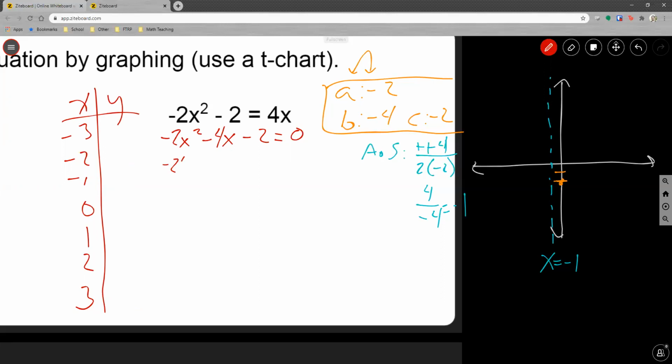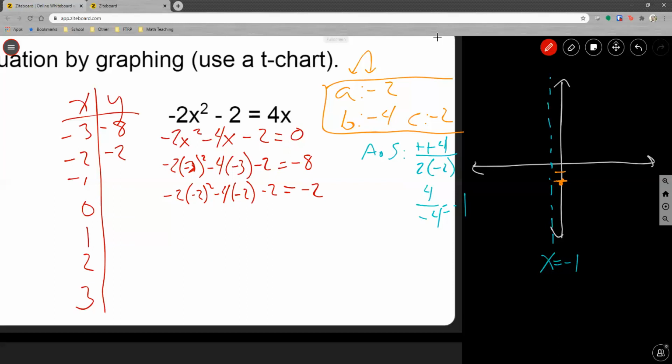Well, -3 is going to give me -2 times -3 squared minus 4 times -3 minus 2. Well, -3 squared is 9 times -2 is -18. -4 times -3 is +12. So -18 plus 12 is -6, minus 2 is -8. If I plug a -2 in, I get -2 times -2 squared minus 4 times -2 minus 2. Well, -2 squared is 4 times -2 is -8. -4 times -2 is +8, so those cancel, and then minus 2 gives me -2.